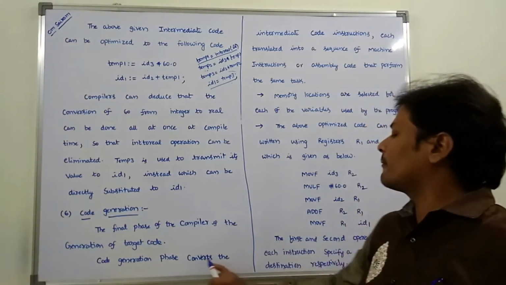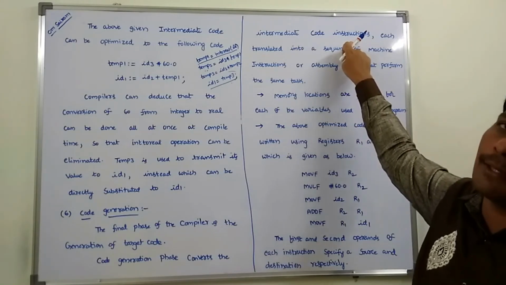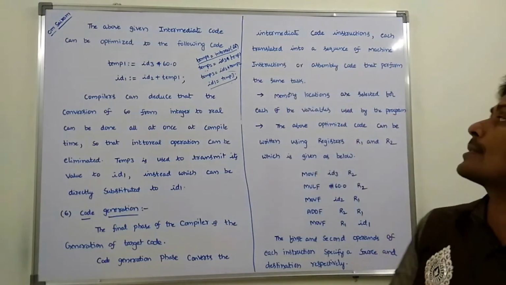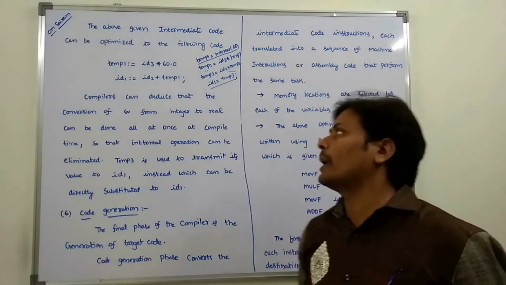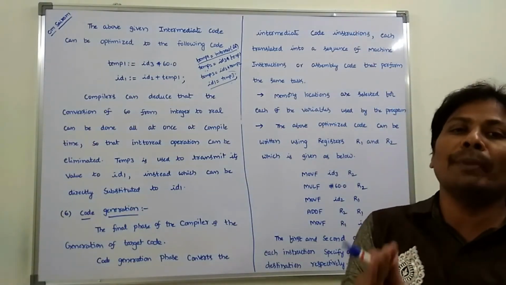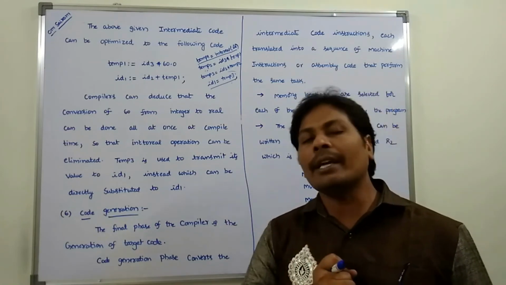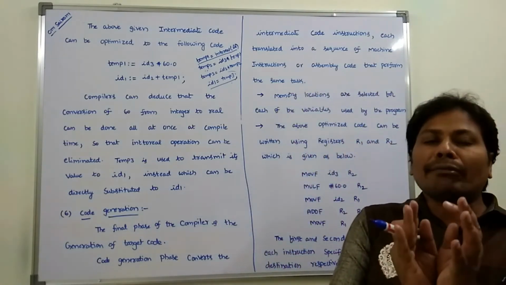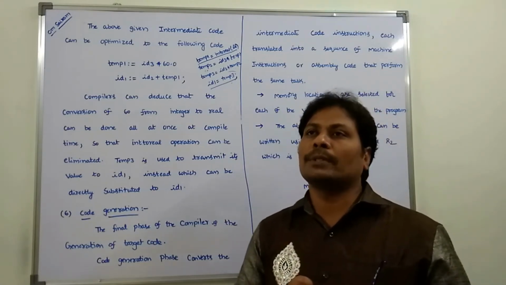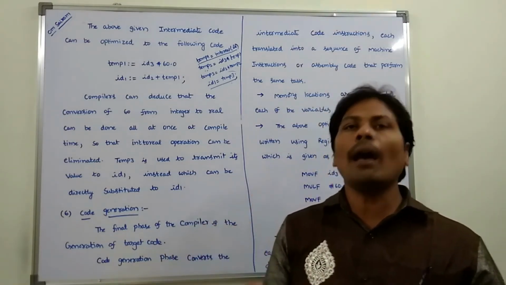The code generation phase converts the intermediate code instructions or optimized code instructions, each instruction translated into a sequence of machine instructions or assembly code instructions. Whatever the optimized code we are getting through code optimization, that can be converted into a sequence of machine code instructions or assembly code instructions. The memory required for each of the variables can be assigned by the program. So the program can assign the memory for each and every variable that is used in the instructions.